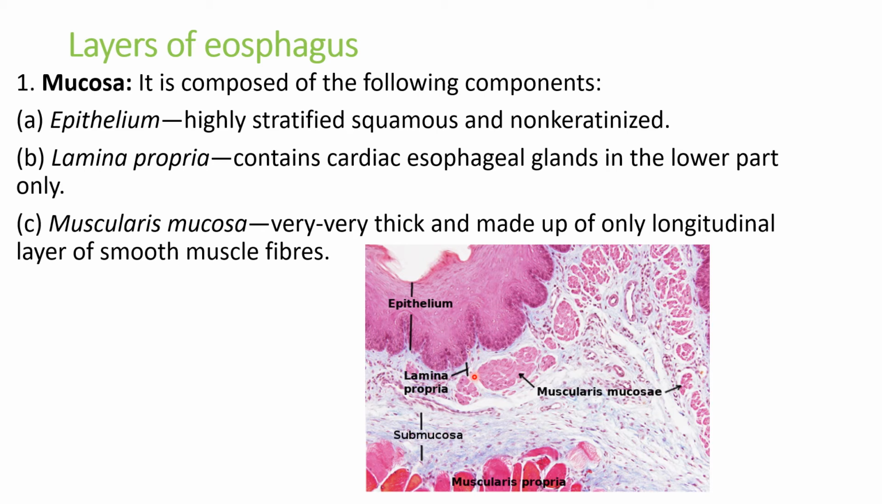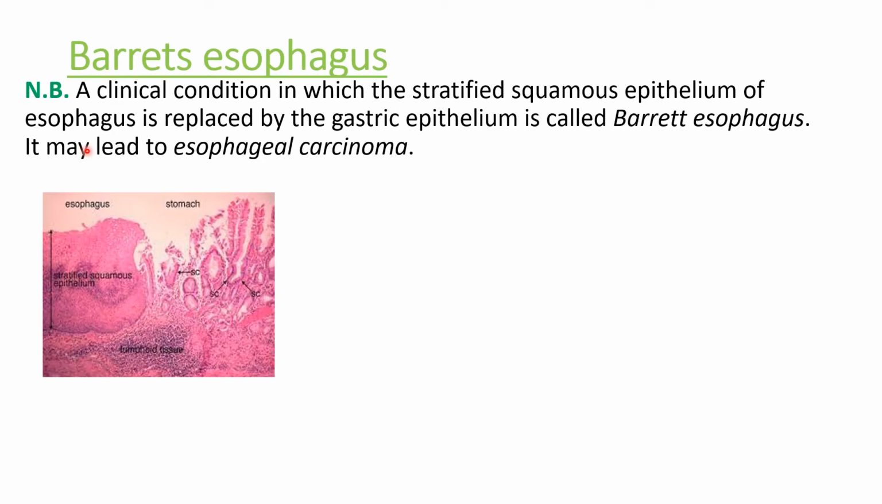The lamina propria contains cardiac esophageal glands in the lower part. And then, as I've told you, we have the presence of muscularis mucosa. As you can see here, these are bundles of muscles. Barrett's epithelium is a condition in which the stratified squamous epithelium of the esophagus is replaced by gastric epithelium.